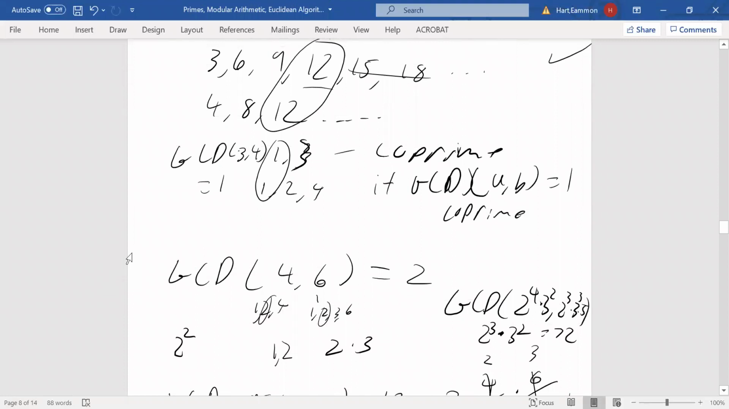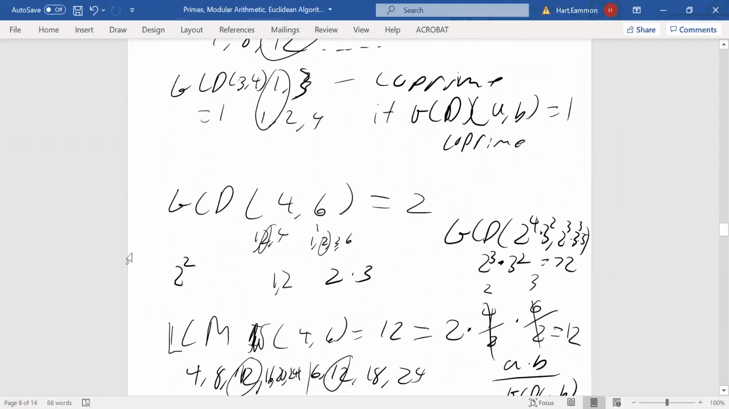Another way that I can find the GCD is by listing out their prime factorizations. So if I have the GCD, I already have the prime factorizations of both A and B. So A is 2 to the 4, 3 squared, and B is 2 cubed, 3 cubed times 5.